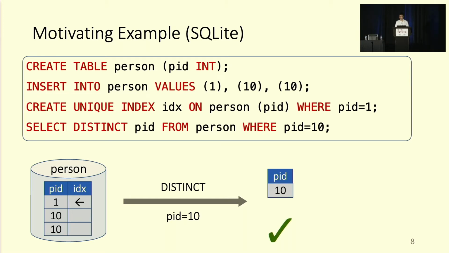The correct result from this query should be 1 row of 10 only, because the distinct keyword should remove all the duplicated results from the output. However, SQLite returns all the matching rows with 2 rows of duplicated 10s. This result is not correct.